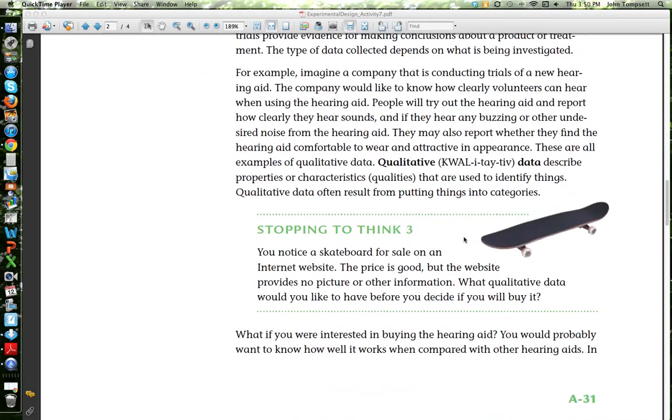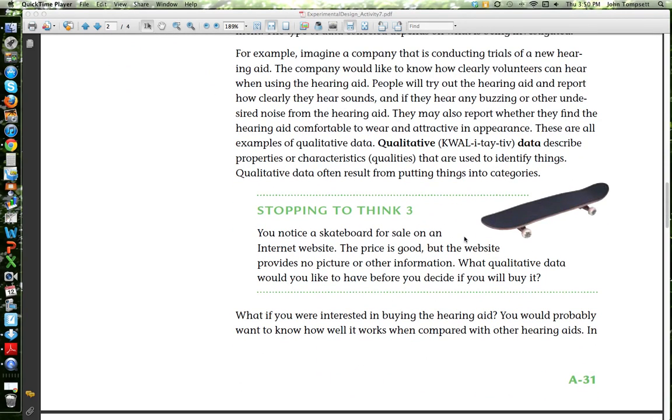So here is stopping to think number 3. You notice a skateboard for sale on an internet website. The price is good, but the website provides no picture or other information. What qualitative data would you like to have before you decide if you will buy it?